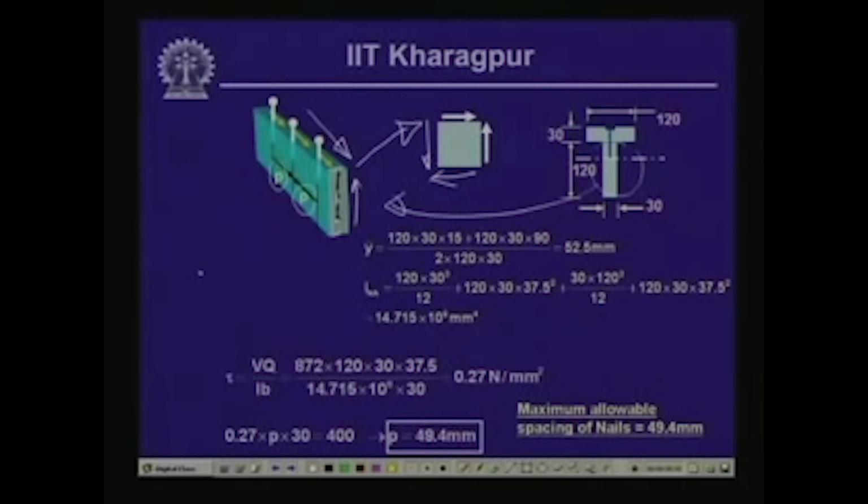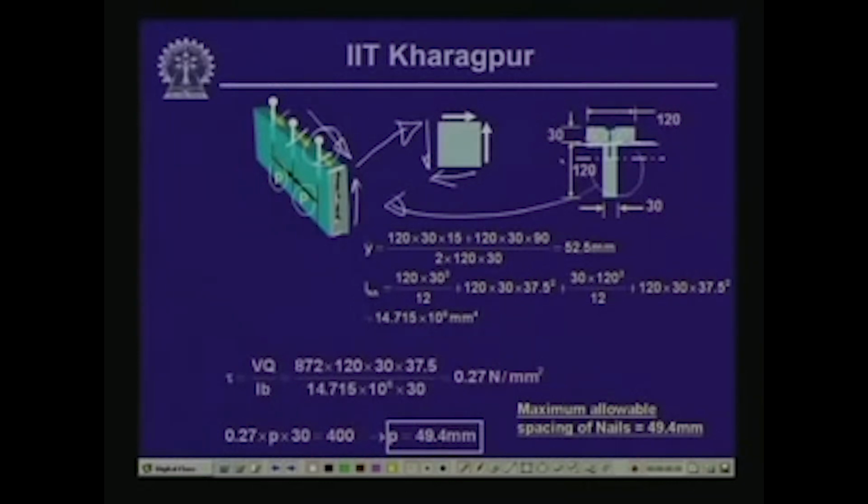Along this length of the beam, these are the nails which are placed at a spacing of p. If we can compute the level of shear stress acting at this particular level, then we know how much shearing stress will be acting at this face, and once we know that, we know how much shear force these bolts have to resist. So, to compute the shearing stress at this cross section, we need to take the area above this section and take the moment of this area with respect to the neutral axis.